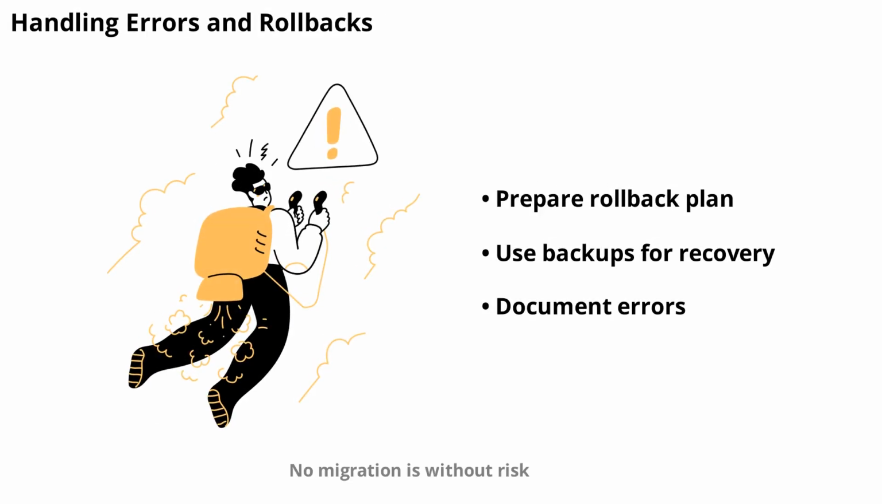No migration is without risk, so it's important to have a plan for handling errors. If issues occur, use your backups to roll back to a previous state. Document any errors and their resolutions for future reference. Having a clear rollback strategy ensures that you can recover quickly and avoid prolonged downtime or data loss.